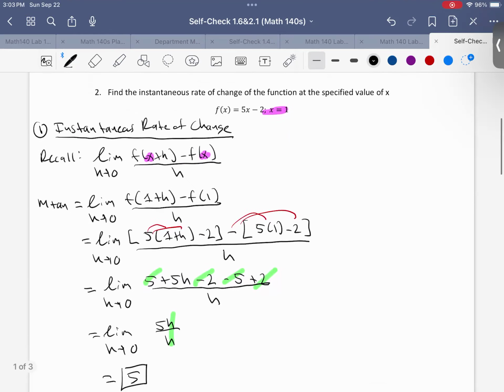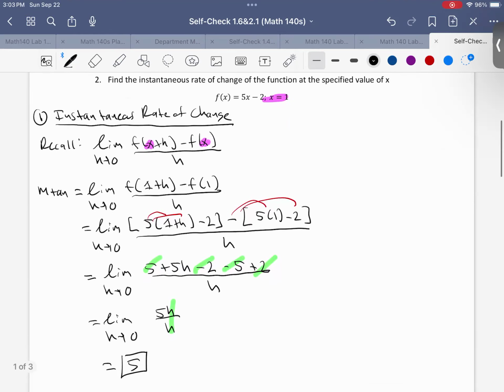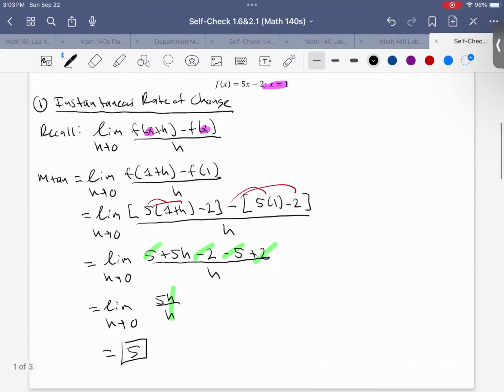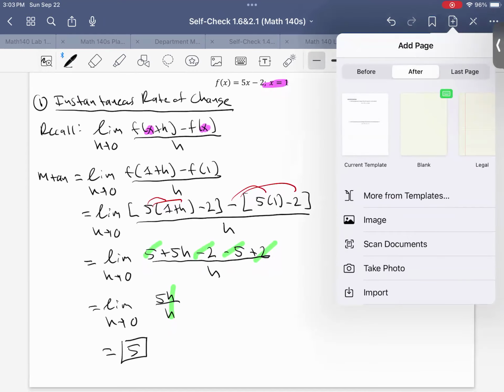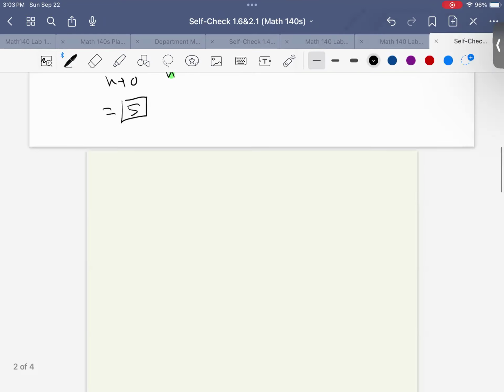Okay, so that's one way to do it with the tangent sort of limit definition. So let's go ahead and try a different way. Maybe this is a little easier for you since maybe it's a little more familiar. But we can also just use our average rate of changes.